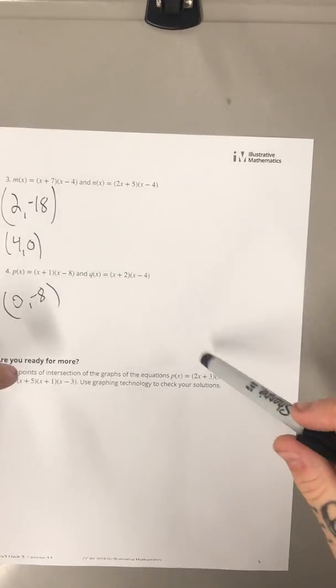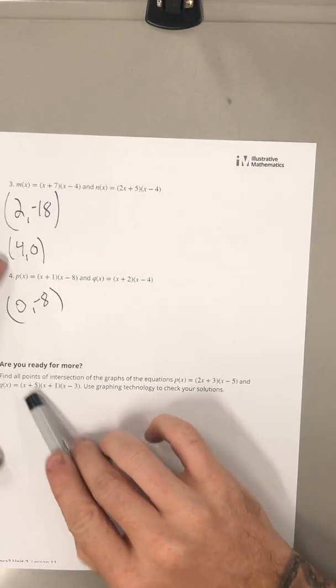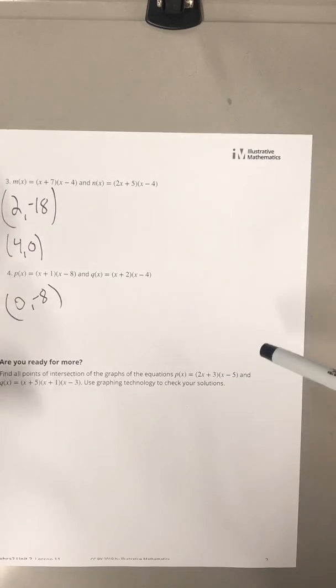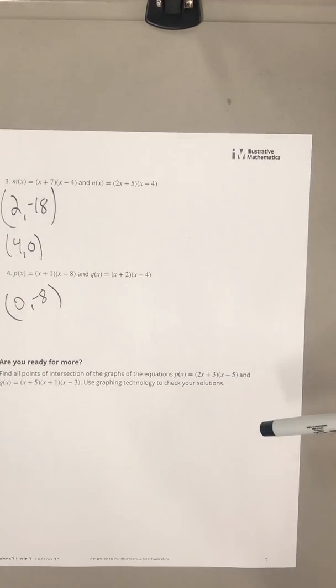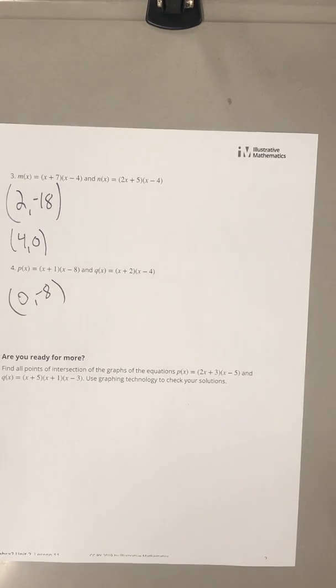All right, so go ahead and try all the points of intersection for this one. So now you have a 3-factor polynomial and a 2-factor polynomial. Let's see what we got for there. Go ahead and pause the video, try this one on your own. Pick it up in a minute.